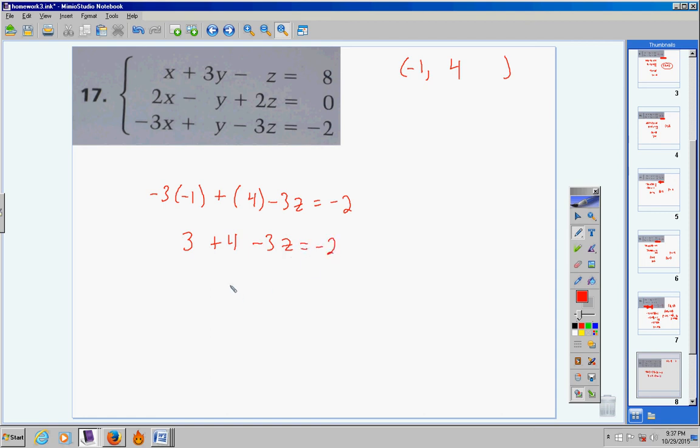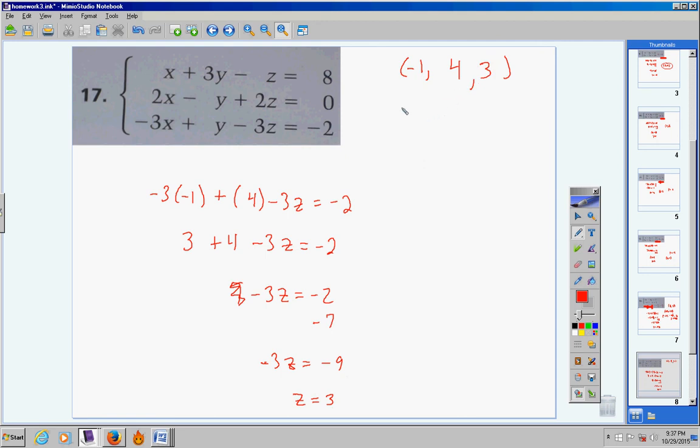3 plus 4 is 7. 7 negative 3z equals negative 2. Bring the 7 over and make that negative 7. So negative 3z equals negative 9. Divide both sides by a negative 3 and z equals 3. Negative 9 divided by negative 3 is a positive 3. And that is the correct answer according to your book.